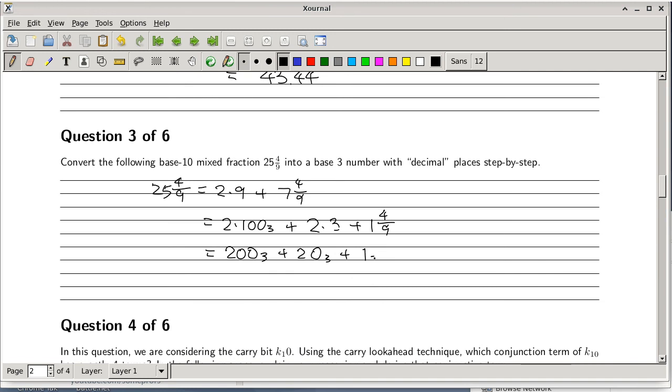So this is just 1 in base 3, and then we have the 4/9 left. The next power of 3 is 3 to the power of -1, which we know as 1/3. How many 1/3s do we have in 4/9? One of those. Okay, very good. So we have 2, 0, 0 in base 3, plus 2, 0 in base 3, plus 1 in base 3, plus 0.1 in base 3, because we have 1 of 0.1 in base 3.